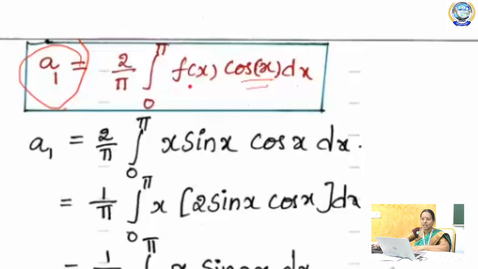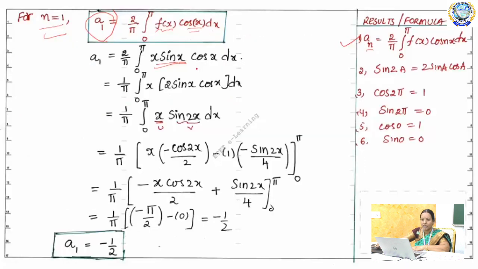Now again substituting our function f of x equals x sin x, we got a1 equal to 2 by pi integral 0 to pi x sin x cos x dx. Again by using the formula, what is 2 sin x cos x? Nothing but, using the formula sin 2a equals 2 sin a cos a, we get sin 2x. So we have 1 by pi integral 0 to pi x sin 2x. Using Bernoulli's rule, we will get the value minus 1 by 2.